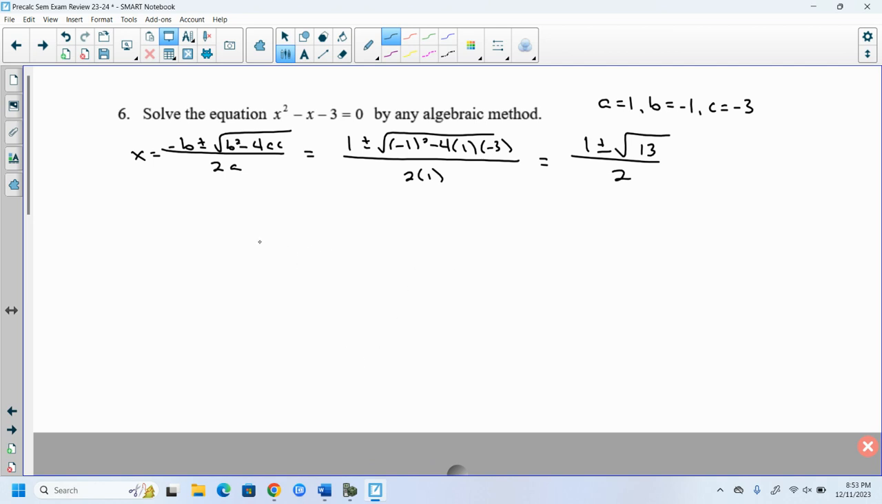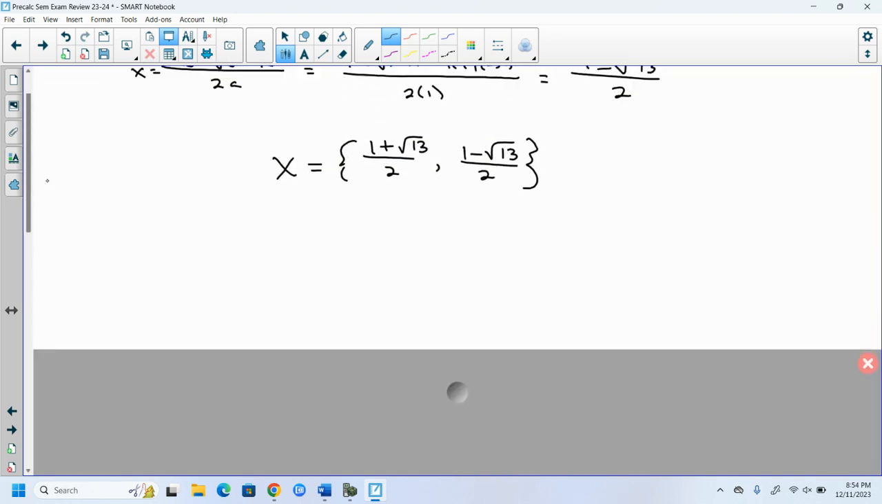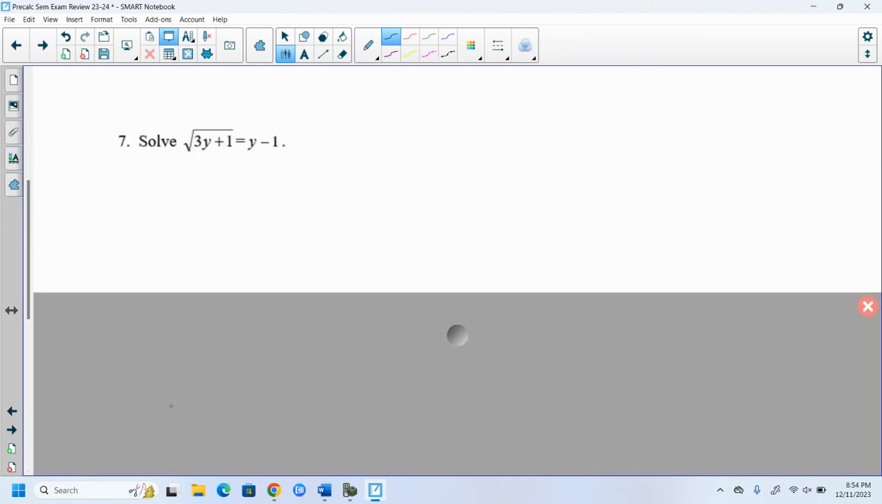So I'm going to leave that, and I get my two answers. 1 plus square root of 13 over 2, 1 minus square root of 13 over 2. You could write as plus or minus, that's fine. I just split it up just to emphasize that there's two different answers. All right, what number was that? That was 6. All right, 7.